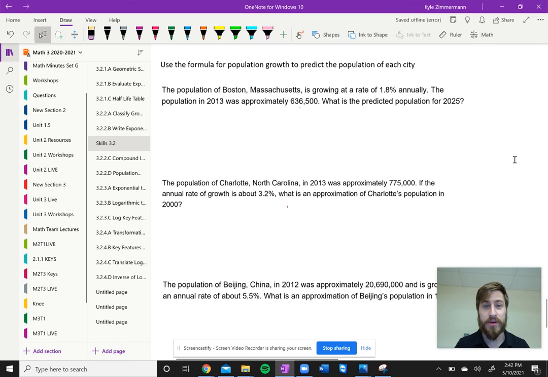Team, it's Mr. Z, and today we're going to figure out the population growth of various cities. Let's go and take a closer look and see how this relates to our unit.